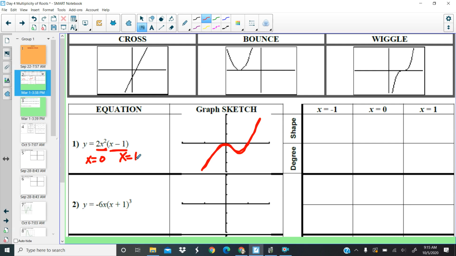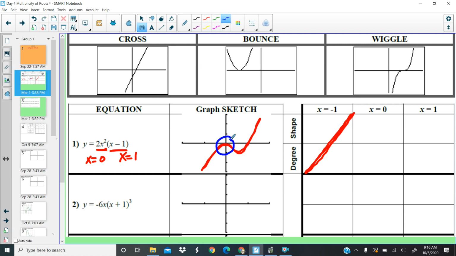Then over here, it's talking about the degree and the shape. The degree, if you remember, refers to the exponent, and it's talking about the exponent on each of the factors that led to these zeros. If you look on the graph, there's not a 0 at x equals -1, so we're just going to cross that one out. We're not worried about that one for this problem. But when x equals 0, that's where it comes up and hits the graph and then goes back down.